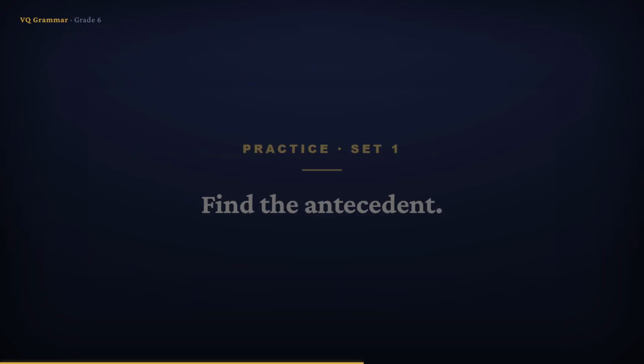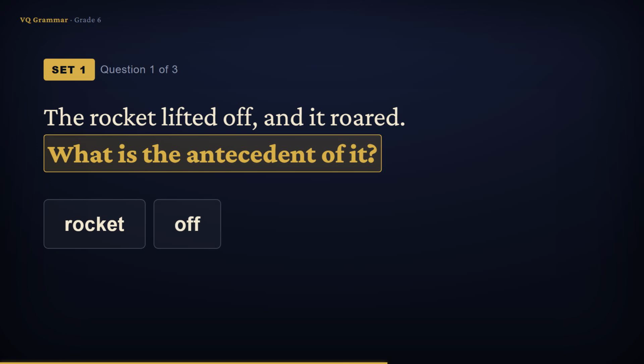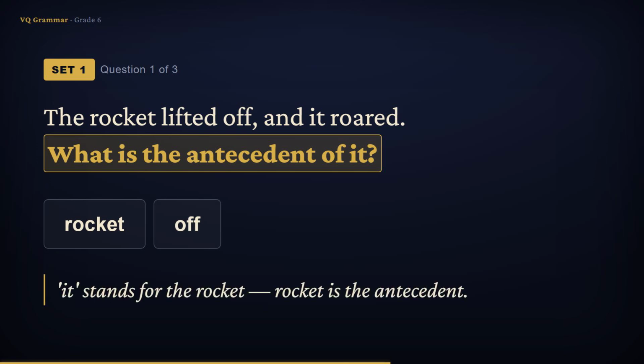Ready to practice? In this first set, I'll show you a sentence with a pronoun, and your job is to find its antecedent, the noun it points back to. Pause the video and try each one before I reveal the answer. The rocket lifted off, and it roared. What does the word it point back to? The thing that roared is the rocket, so it stands for rocket.